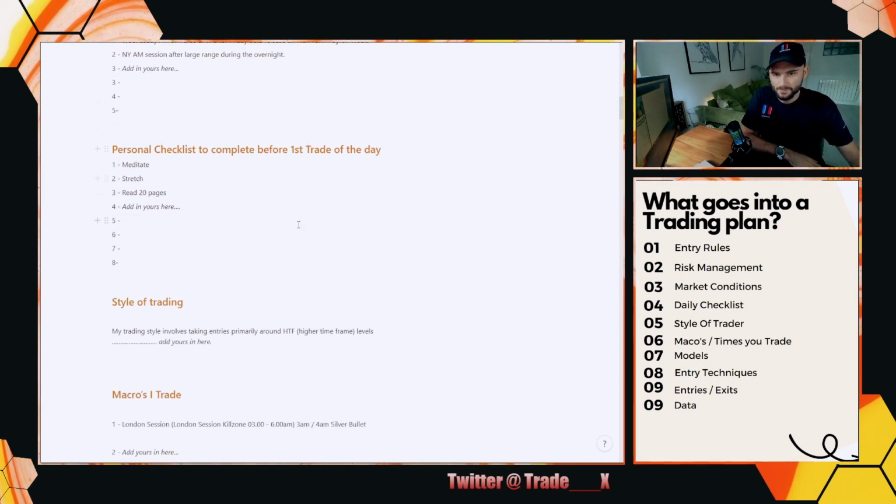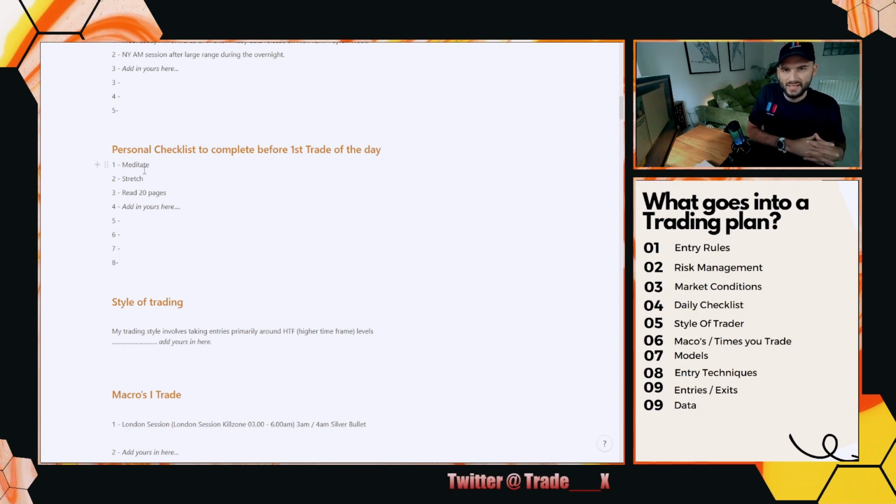All right, personal checklist. Guys, super, super important. I love having this in my trading plan. And essentially, these are things which I have to accomplish before I even contemplate taking a trade.